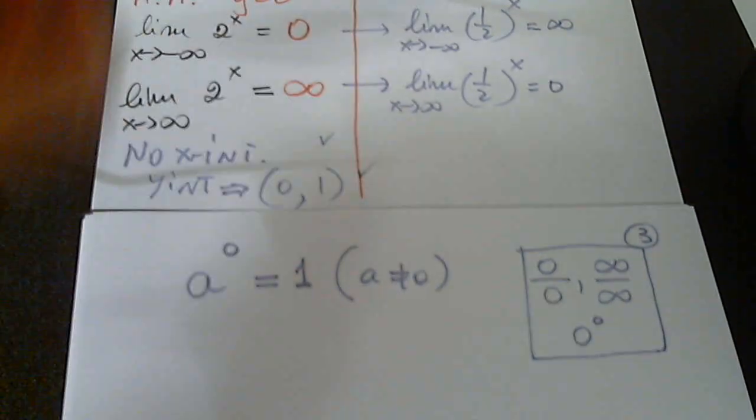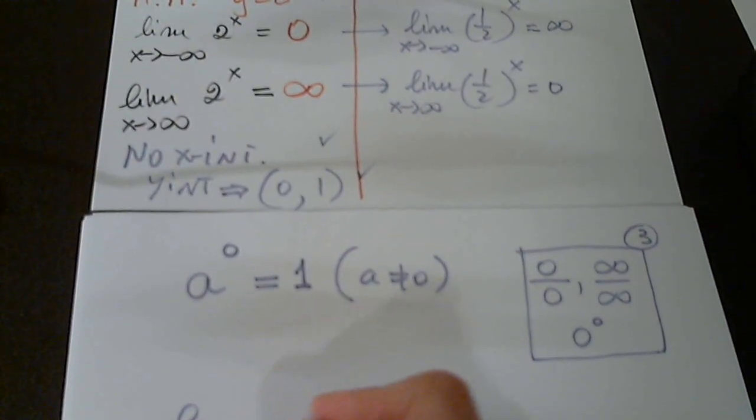We do have two special exponential functions. Both of them have bases greater than 1. So we have f of x equals e to the x.